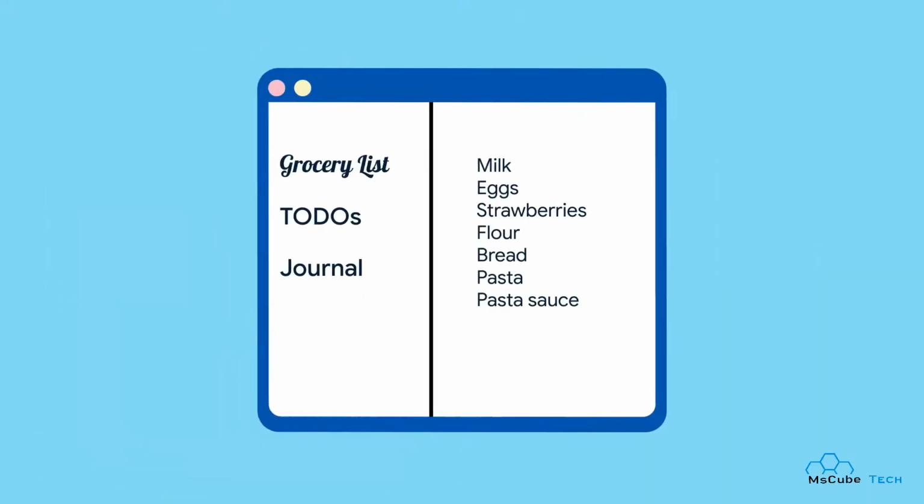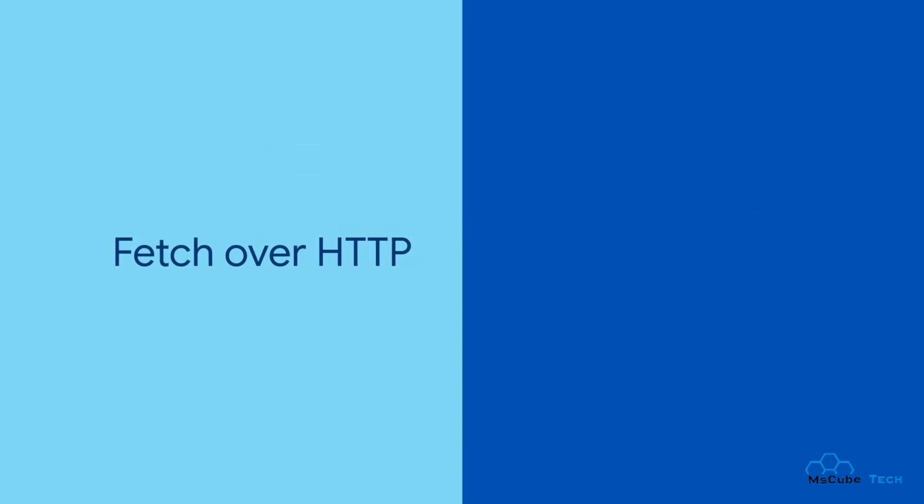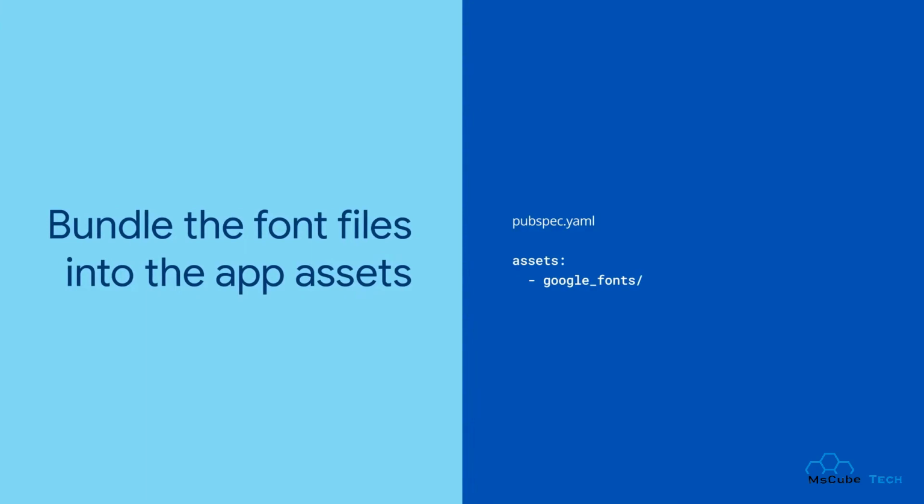Instead of changing the text style on every single text widget in your app, save yourself some time by using Google Fonts to make a text theme instead. By default, Google Fonts will try to fetch the fonts over HTTP. Note that on macOS, you have to make sure that network fetching is allowed by including these lines in the app's entitlements files.